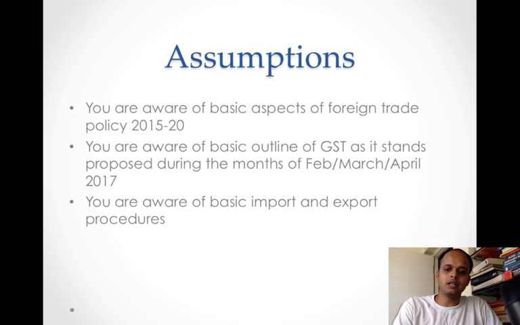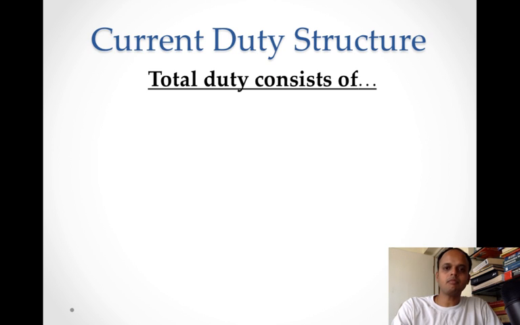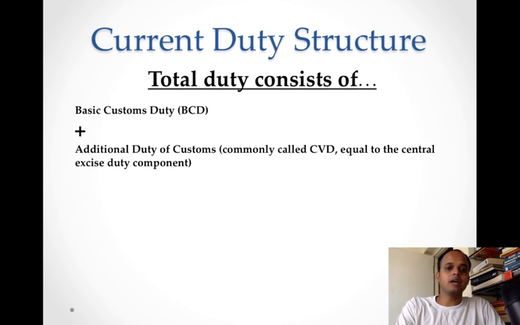I assume that people are aware of the foreign trade policy. People who are going through this presentation are also aware of the outline of the GST and the basic export and import procedures. In the current duty structure, the duties that are levied at the border consist of the basic customs duty, plus the additional duty of customs, which is commonly also called the CVD, the countervailing duty, which is equal to the central excise duty component as of now.